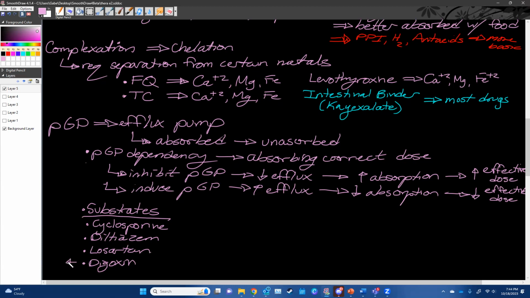So one of the things you will learn about dig is that it has a very small therapeutic index, right? So any changes to the pharmacokinetics of digoxin can potentially be fatal. Looks like he gave you just one inhibitor to bear in mind, which in this case is a food, grapefruit.